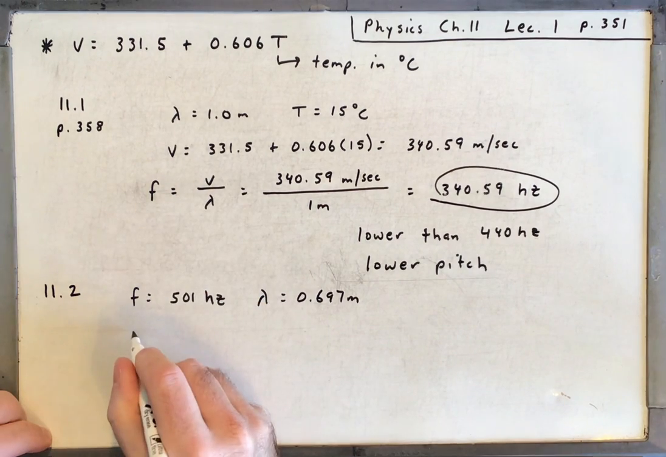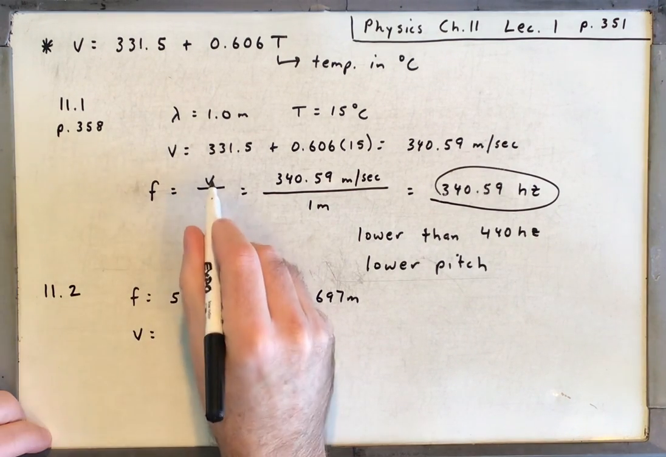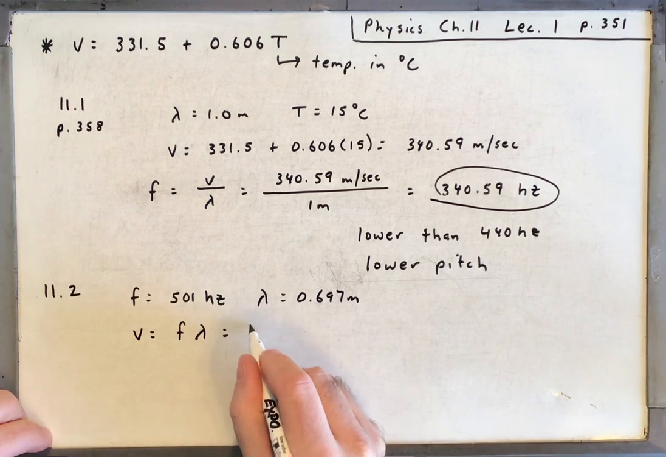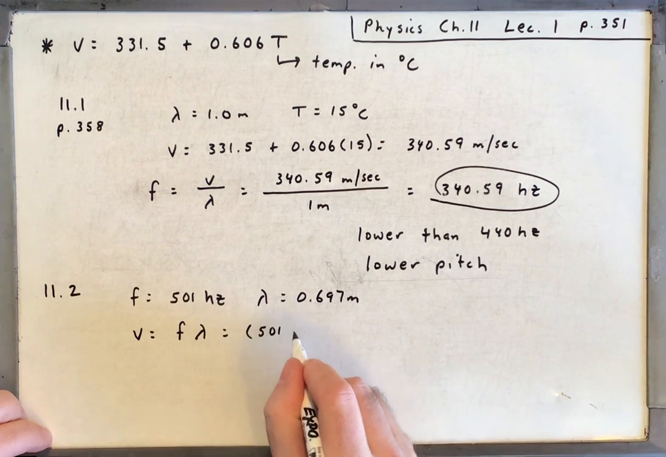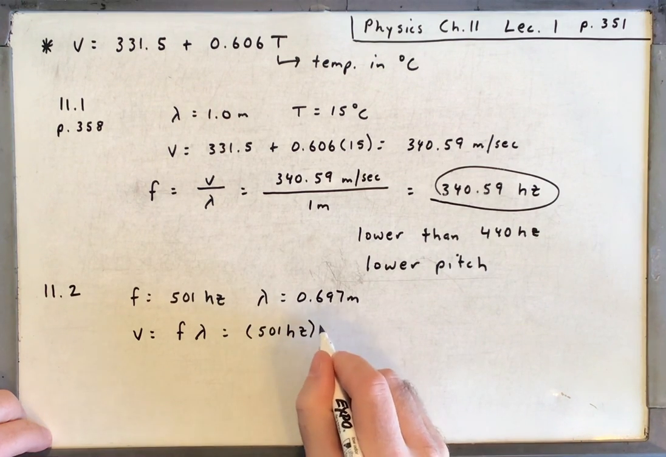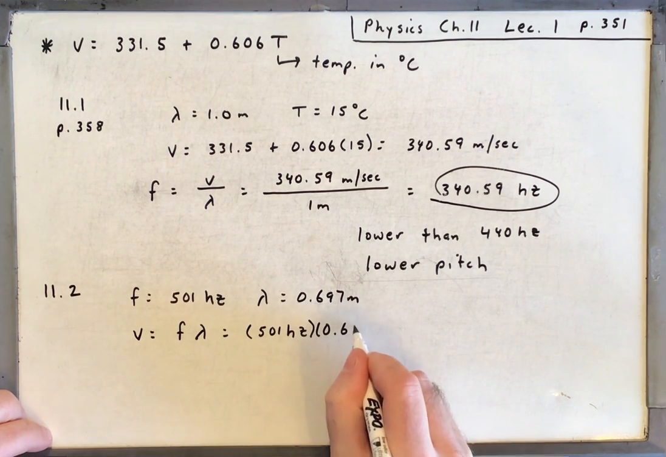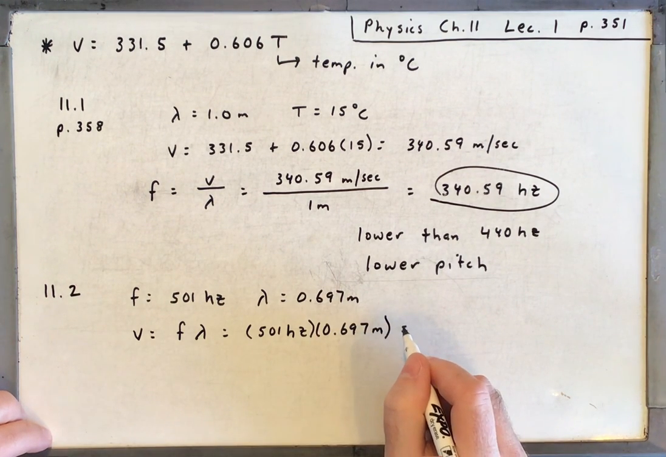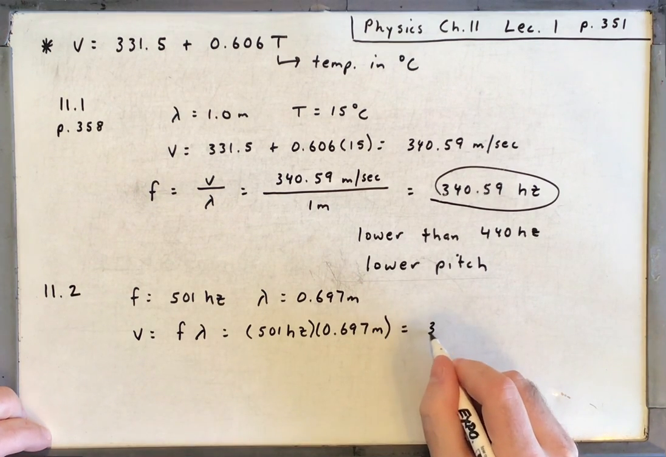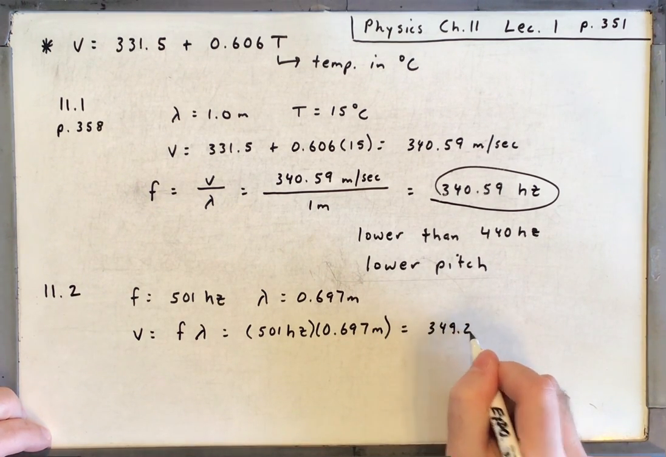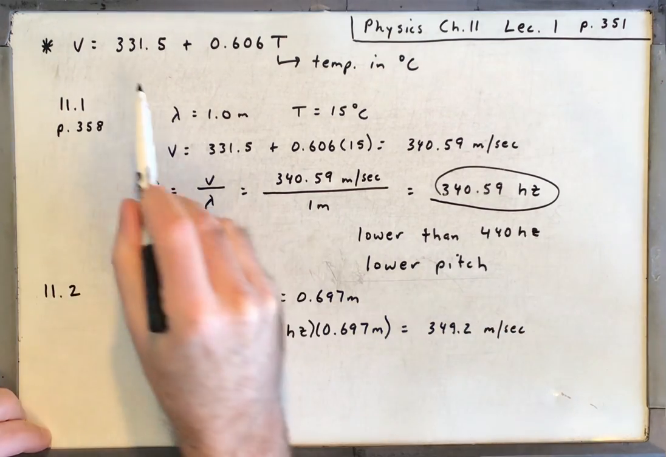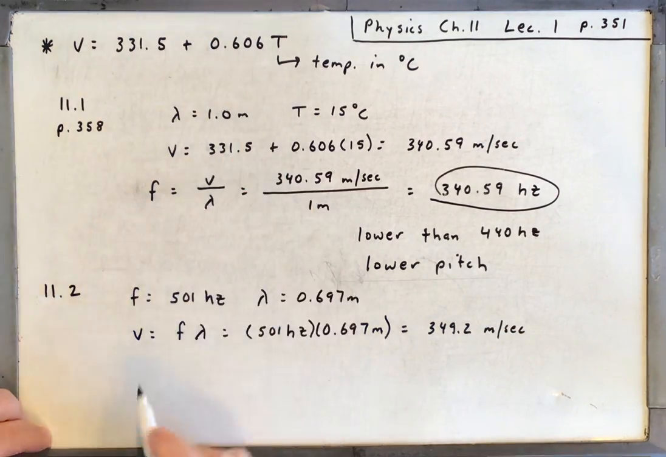All right, velocity, if we rearrange this equation, it's frequency times wavelength. So that's going to be 501 hertz times 0.697 meters. All right, so we would get a velocity of 349.2 meters per second. We can now plug that velocity into this equation that involves temperature.